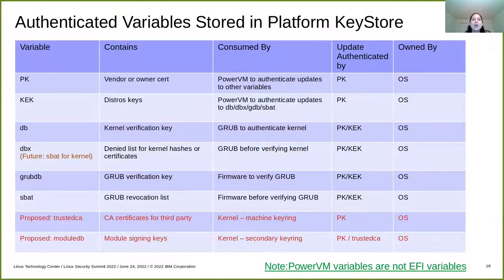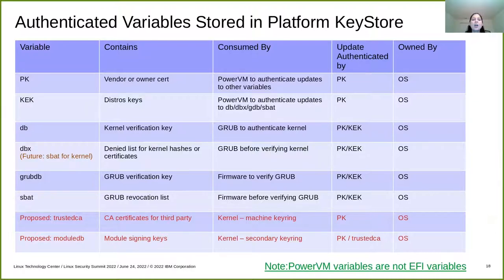Then similarly, there is DBX and ASBET, which are for the revocation list. DBX is for the kernel and ASBET is for the revocation list of GRUB. There is a discussion to use ASBET for the kernel also. However, it's still in discussion, and here we are considering that, which might replace DBX overall. So yes, that is in consideration.